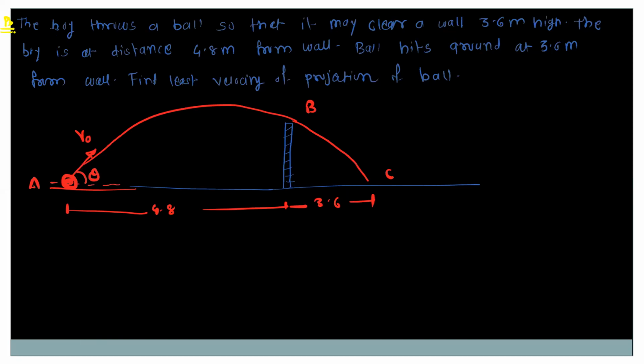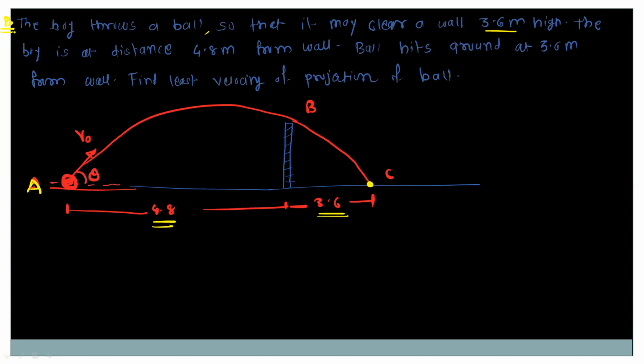So in this problem, the boy throws a ball so that it may clear a wall having the height 3.6 meter. The boy is at distance 4.8 meter from the wall. That is the boy position. So it is at point A, 4.8 meter just behind the wall. And the ball hits the ground on the other side at 3.6 meter distance at point C. Find the least velocity of the projection of that ball.